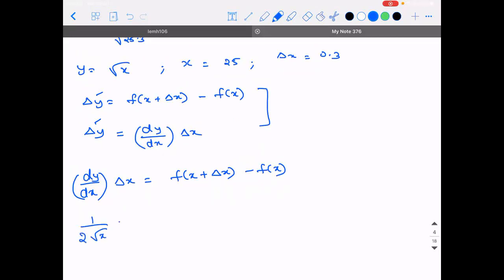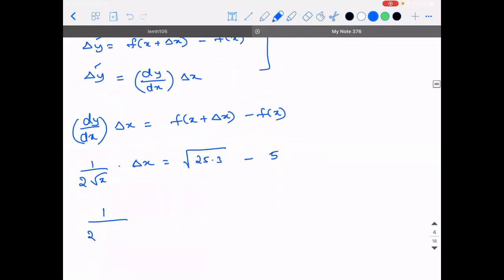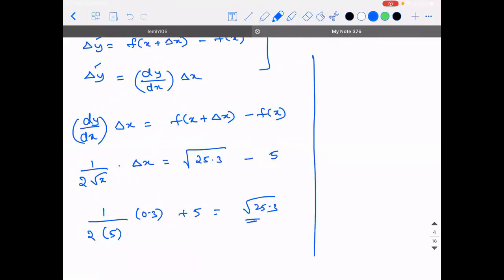So what is dy by dx? 1 by 2 root of x into delta x is equal to f of x plus delta x, which is root of 25.3, minus f of x, which is 5. So 1 divided by 2 into 5 into 0.3 plus 5 is equal to square root of 25.3. That's it. Did you understand what I did? Yes, sir. So for every problem which is based on square root, cube root, or fourth root, you can follow this kind of a procedure.